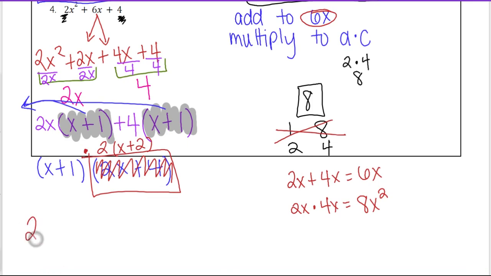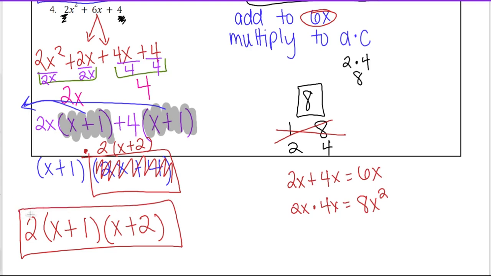Typically, that whole number is going to be in front, and then we can leave it either as x plus 1 then x plus 2, or you can switch the order of the x plus 1 and the x plus 2. It doesn't matter, but this is going to be your actual final fully factored answer. So if they're asking you to factor all the way, this would be your fully factored solution. When we get to solving, then we'll talk about how you could solve for x at that point.